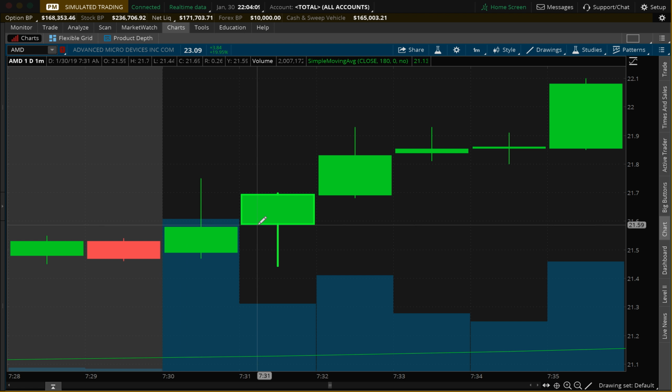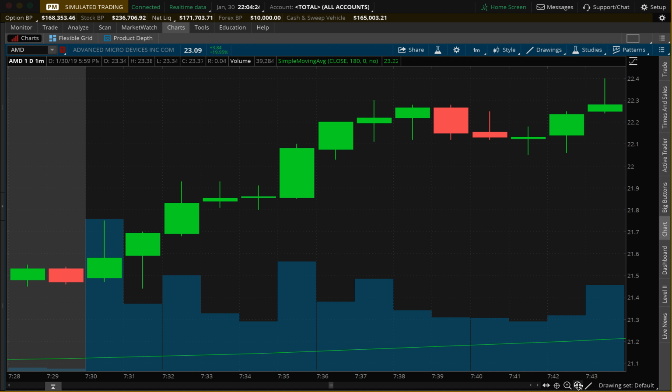And then we jumped to the next candle where it sold off for a low of this minute to 21.44, a high of this wick at 21.70, and then closed at 21.69. And that is how you read the intraday 1 minute candles.